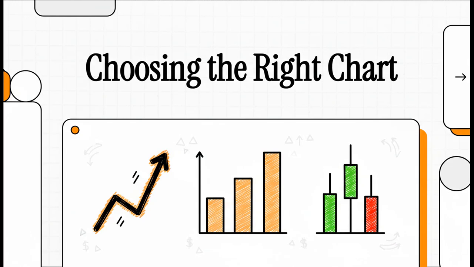All right, let's dive in. Today, we're going to crack the code on the visual language of the market. We'll break down the three most common trading charts you'll ever see, the line, the bar, and the candlestick, and help you figure out which one tells the story that you need to see.